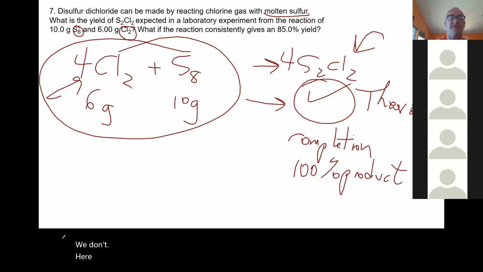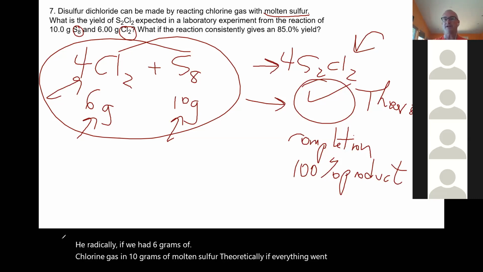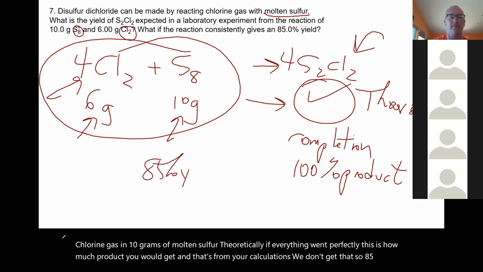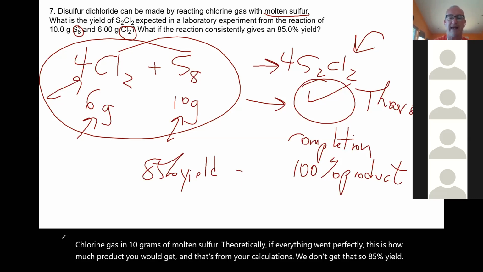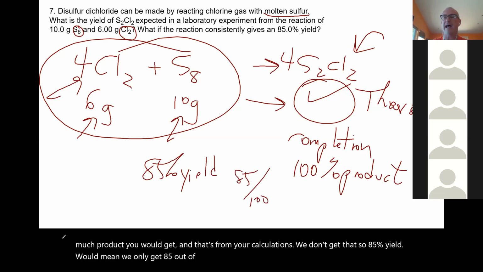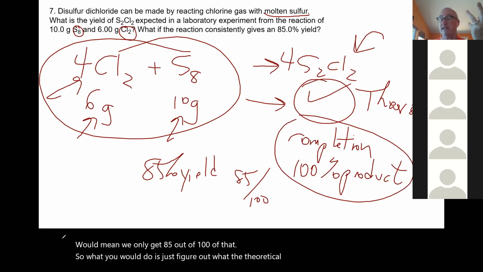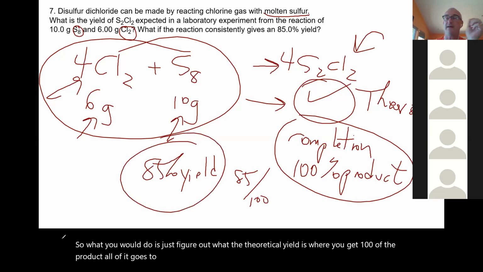Theoretically, if we had 6 grams of chlorine gas and 10 grams of molten sulfur, and everything went perfectly, this is how much product you would get. And that's from your calculations. You don't get that. So 85% yield would mean we only get 85 out of 100 of that. So what you would do is just figure out what the theoretical yield is, where you get 100% of the product, all of it goes to completion, and just multiply it by 85%. That's it. That's all yield means.